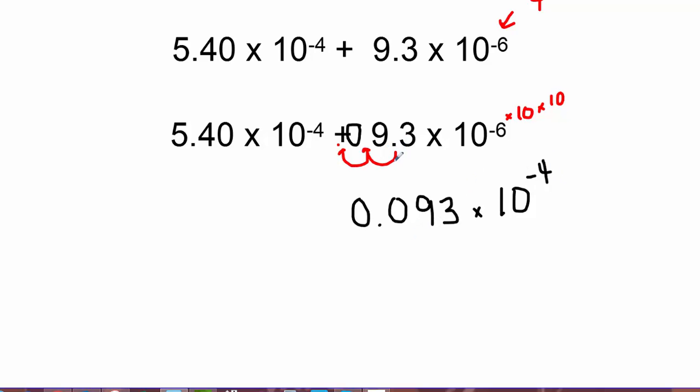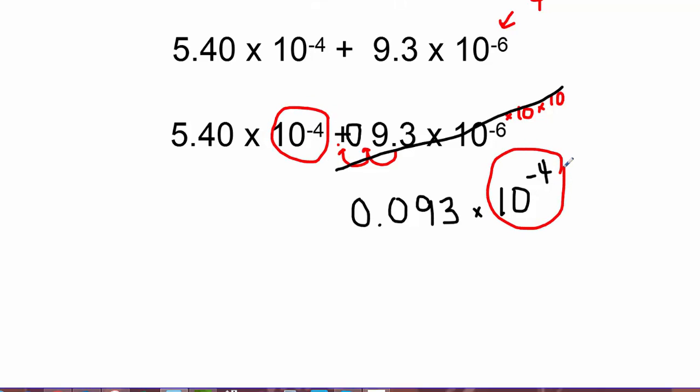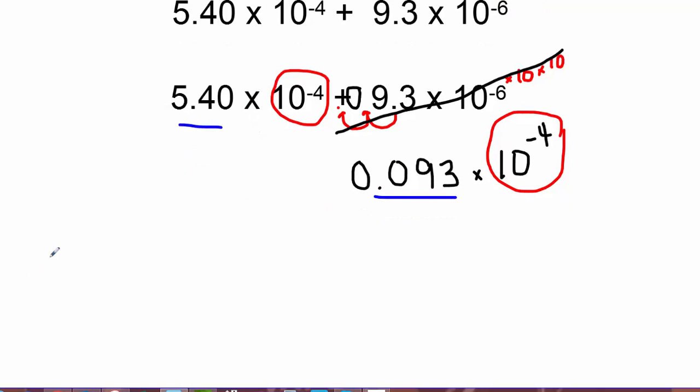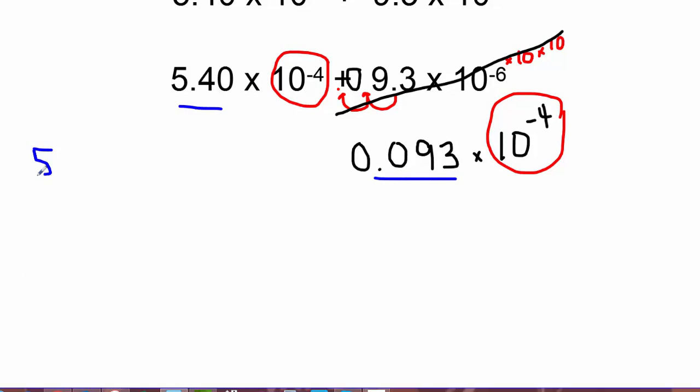Now I can ignore this, and I look at my 2 values and I see that I have the same power of 10, so I am good to go. I can add my digits now. This is an addition question. So let's go ahead and add our digits together. I'm going to do this off to the side. I've got 5.40 plus 0.093, lining up my decimal places.